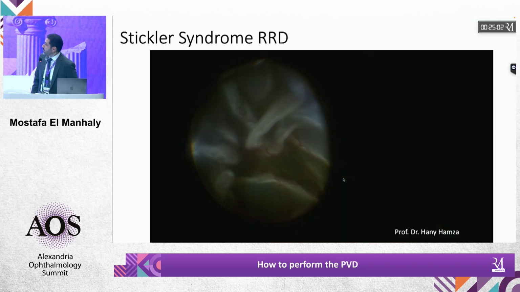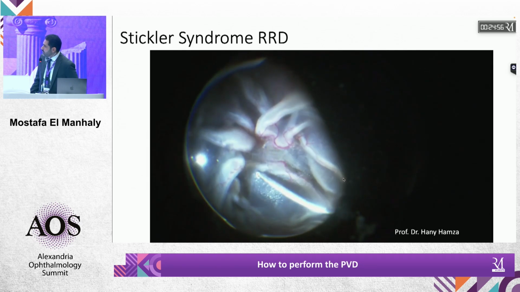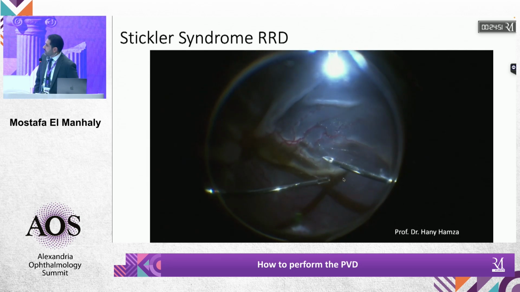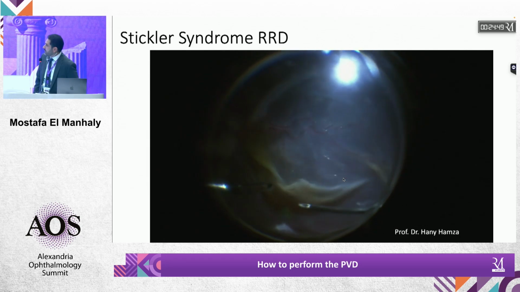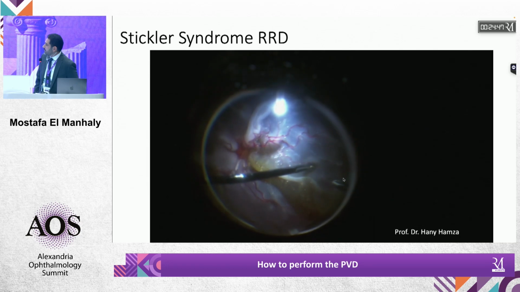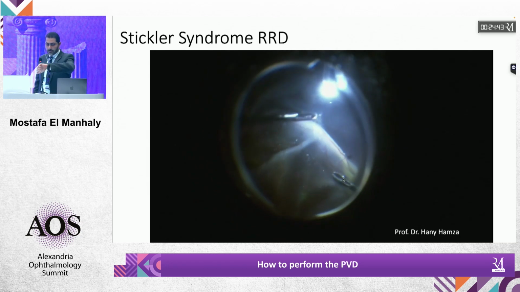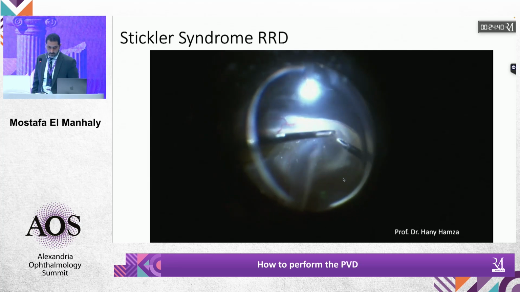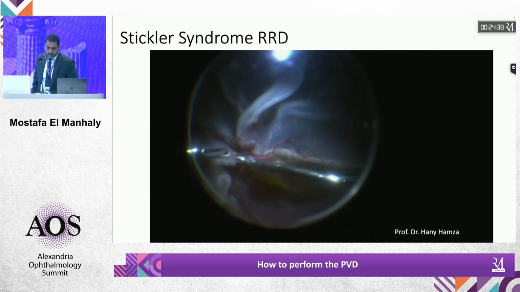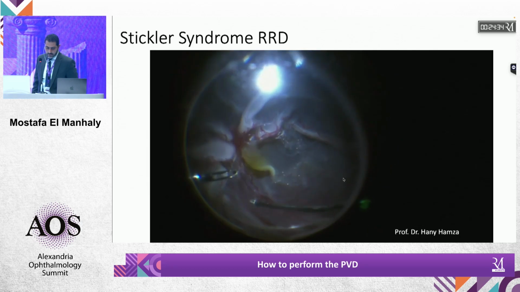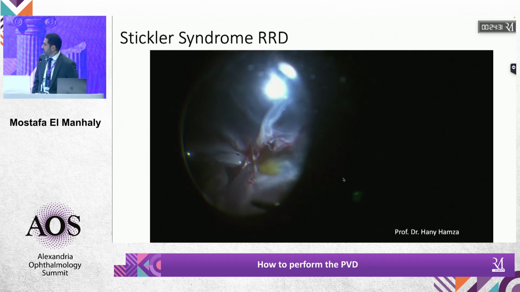Okay, so Dr. Hany, would you tell us about your technique in such a complicated case of retinal detachment in Stickler babies or children? Well, this is a child with Stickler syndrome, and you can see that the posterior hyaloid is very firmly attached to the posterior pole. I had to use this bimanual technique to pull these bits and pieces of the posterior hyaloid, and the retina is quite mobile. The bimanual technique is very useful in these cases, and you can pull, but you can see that it is firmly attached.